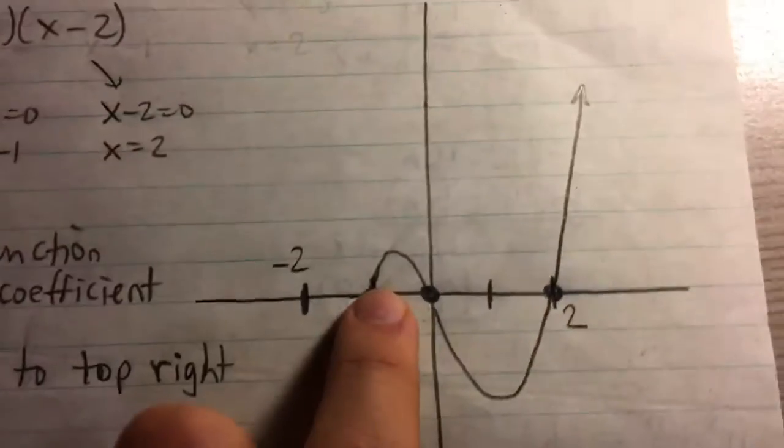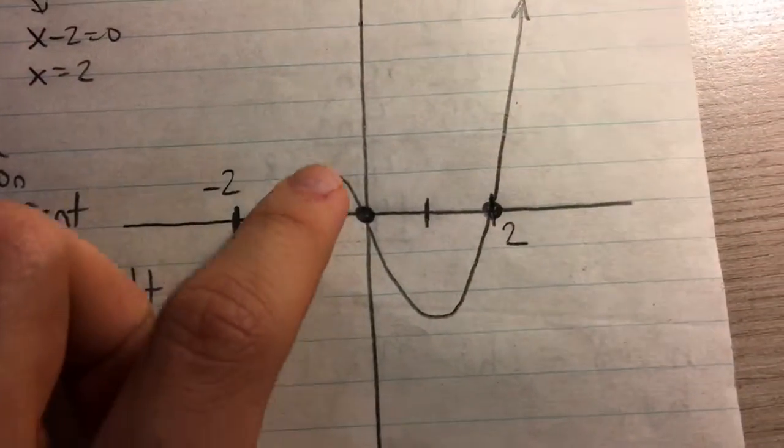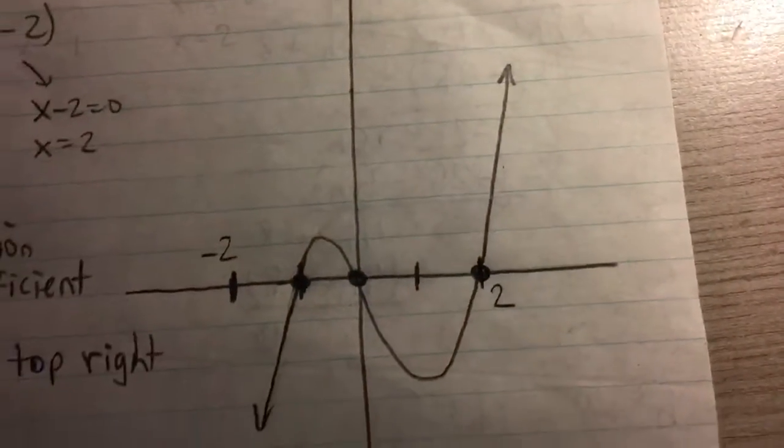And so we know that we have these 3 points. It's going to start in the bottom left, hit the first root, come back to the second root, and then come back to the third root and end in the top right.